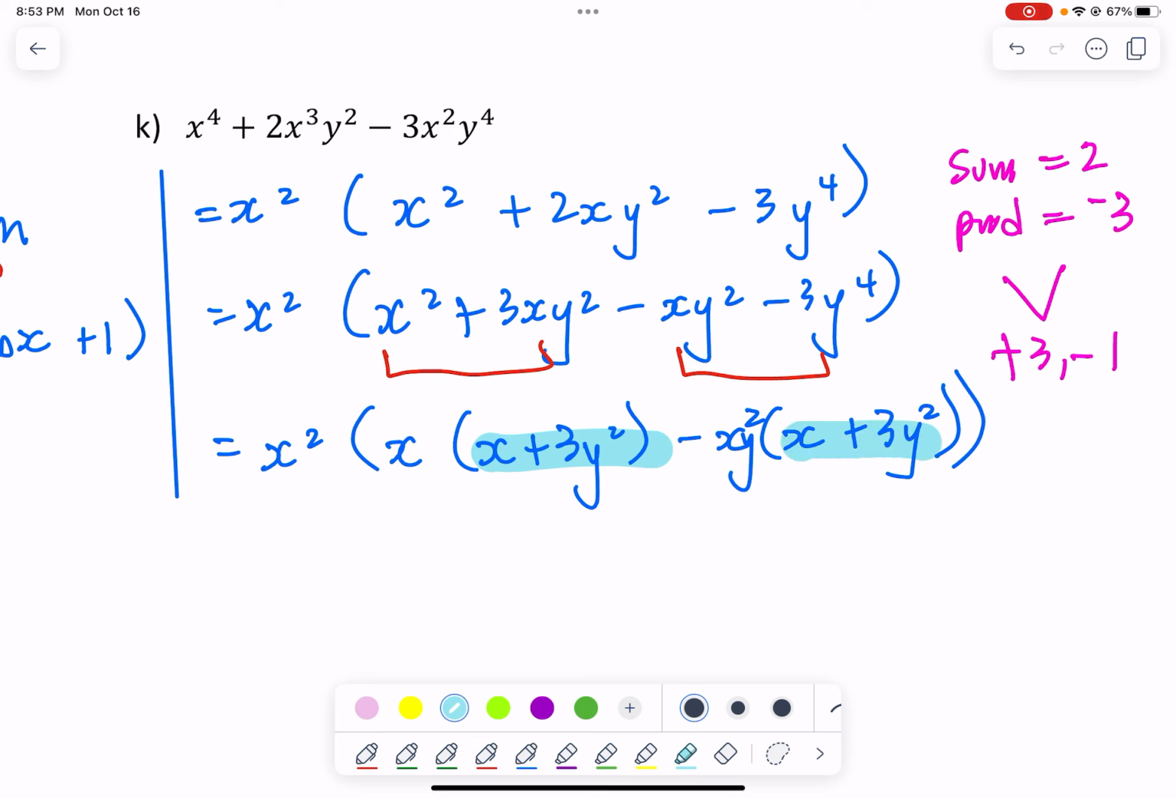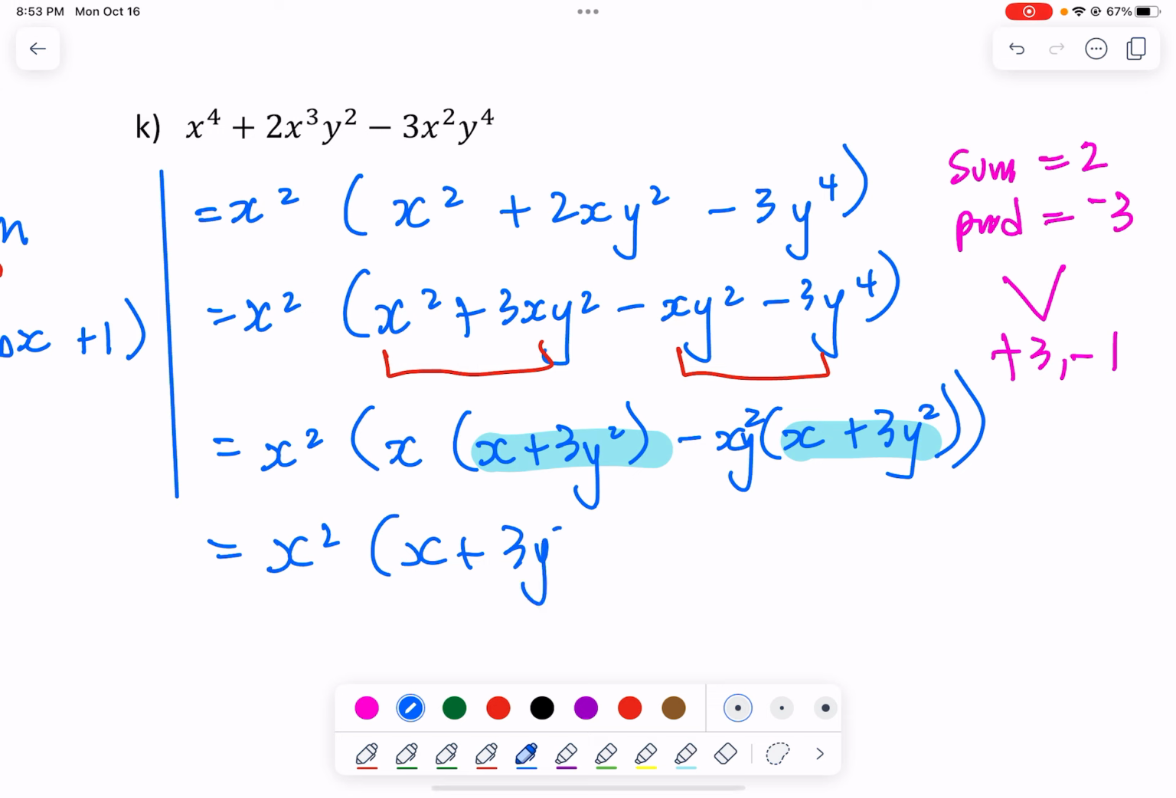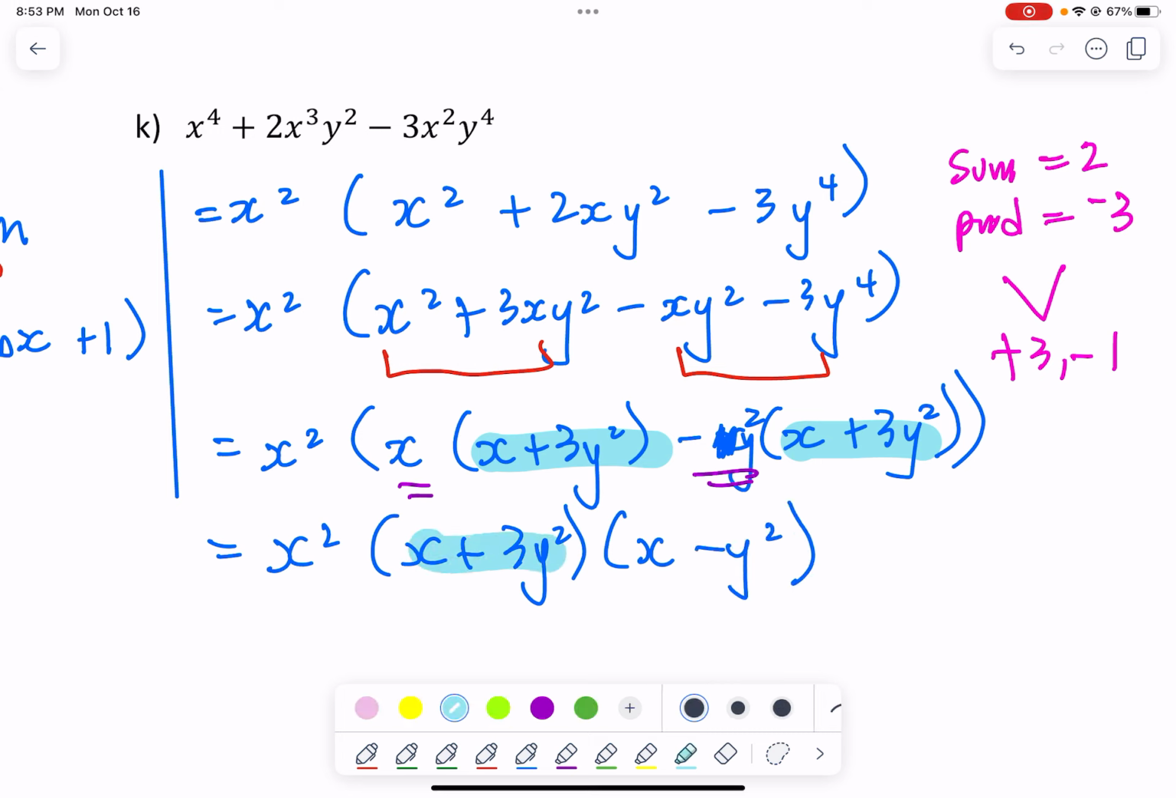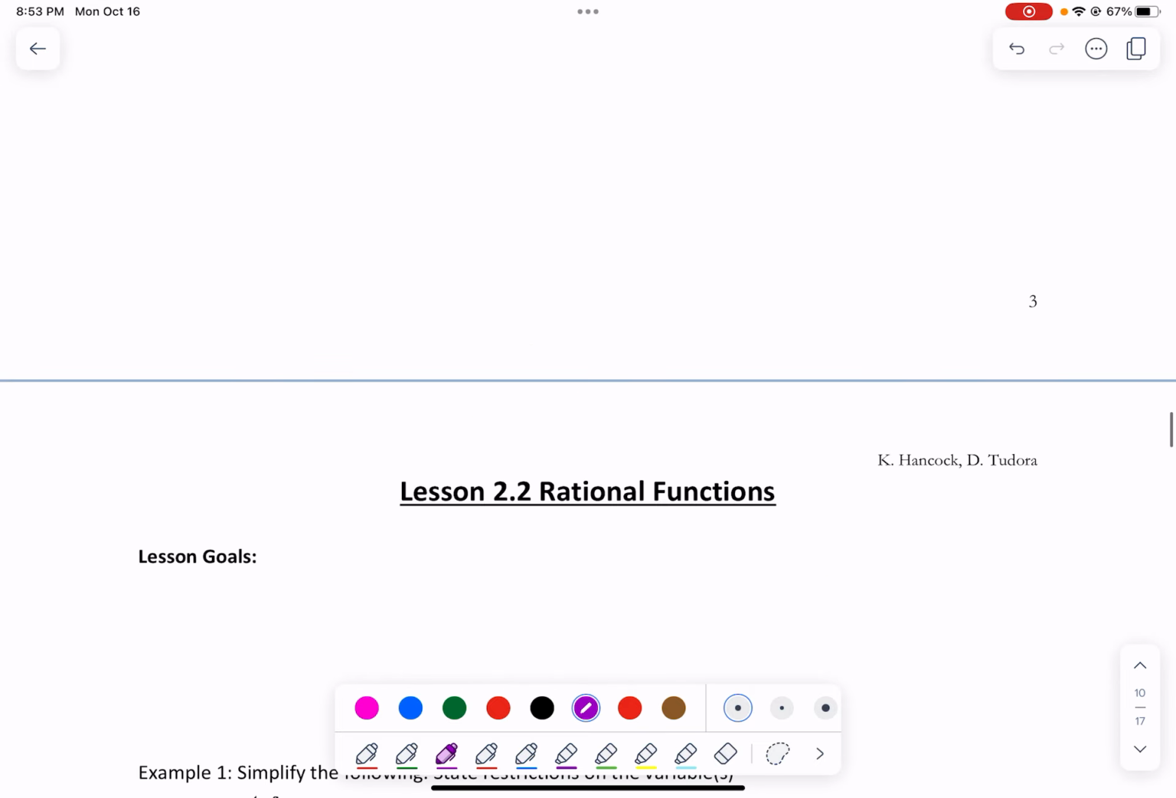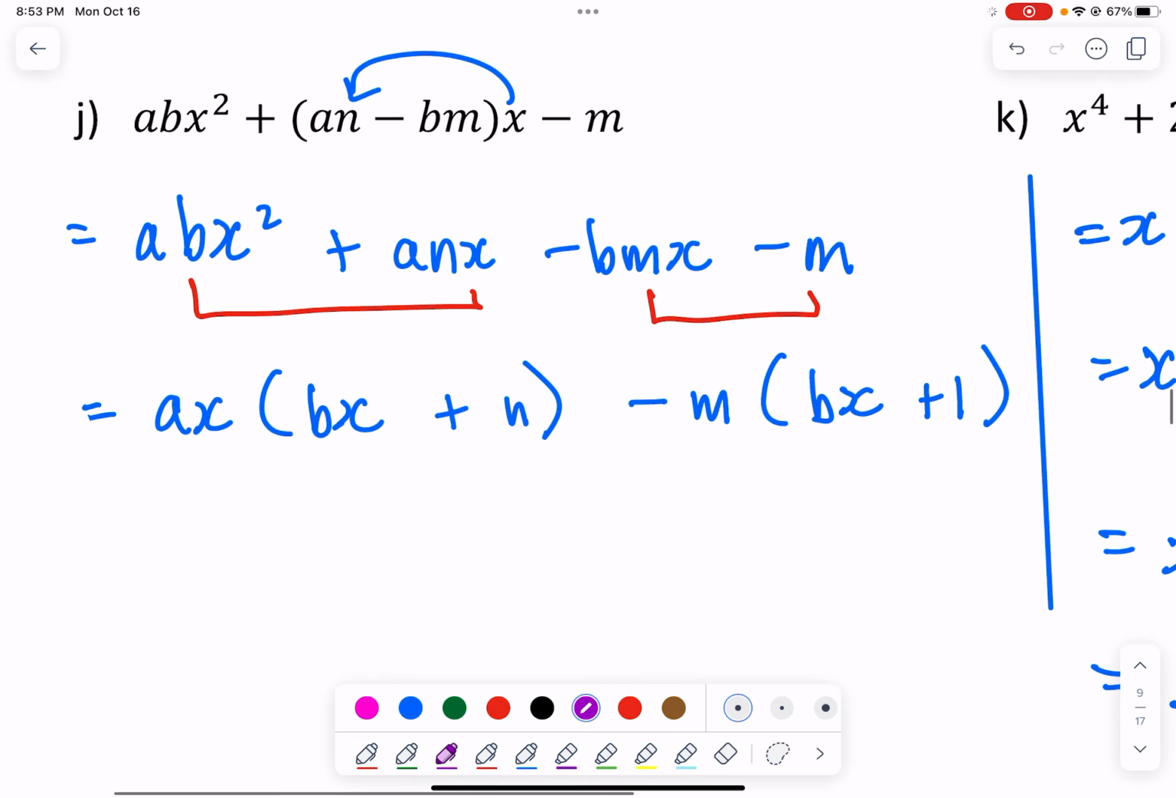So in common is this, so the x squared still out front, and then x plus 3y squared, and then what's left behind is, there isn't an x here. I was totally wrong. We took out a y squared and left behind the x. And we're left with x minus y squared, and we'd be done. So that came from there. And that came from there. Okay, I'm going to look at this a little bit more, but otherwise I think I'm done.